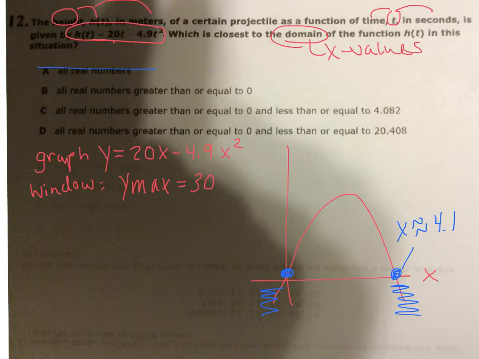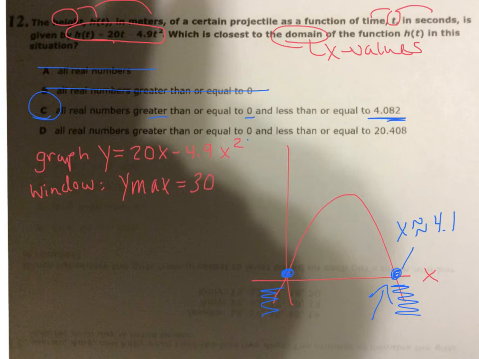B says it's all real numbers greater than or equal to 0. Well, that's not true because our function stops working once it lands, so that's not going to work. C says all real numbers greater than or equal to 0, yeah, it does have to be greater than 0, and less than or equal to 4.082. That looks good.